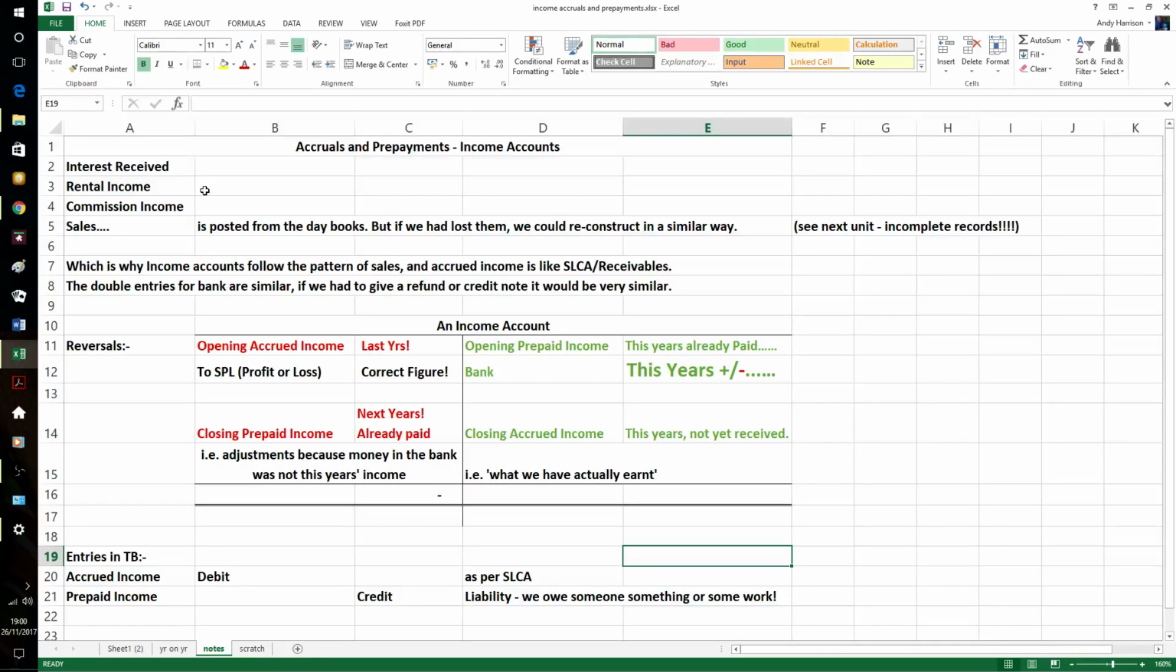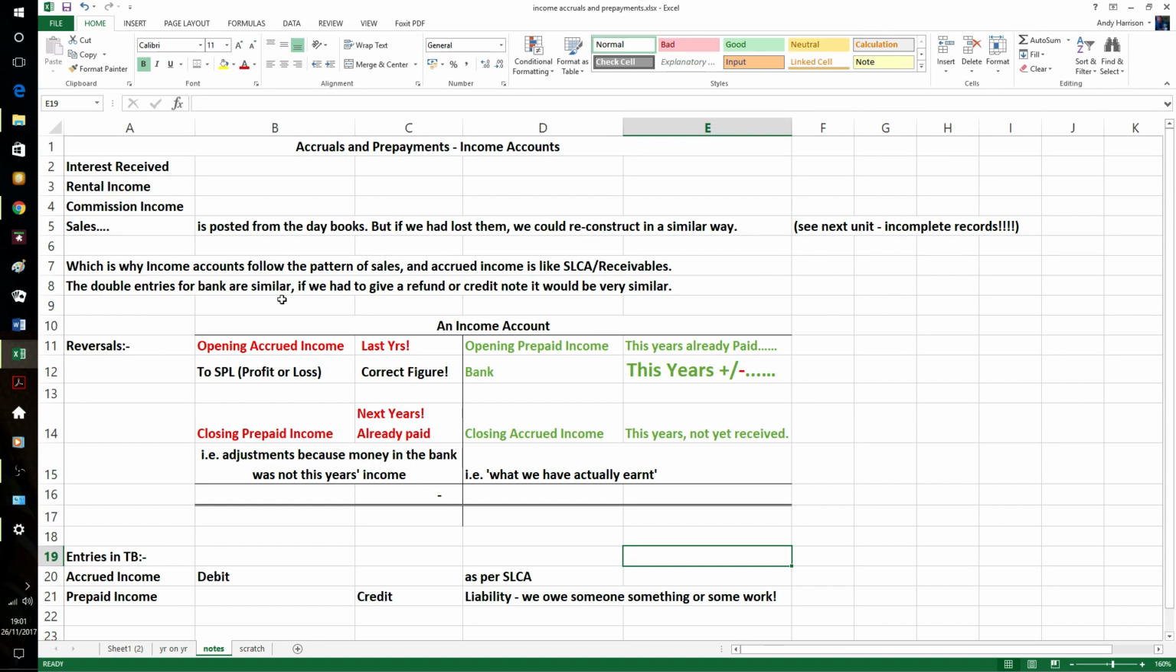But actually, had we lost them, as you'll see in the next unit, in financial accounts prep, in the incomplete records, we could actually reconstruct our sales accounts from a sales ledger control account and our bank by working out what we owed and who owed us money at the start and the end of the year. Which is why it just follows that pattern. Having said that, the prepaid income doesn't really follow the sales ledger control account model. But the double entries for the bank are similar.